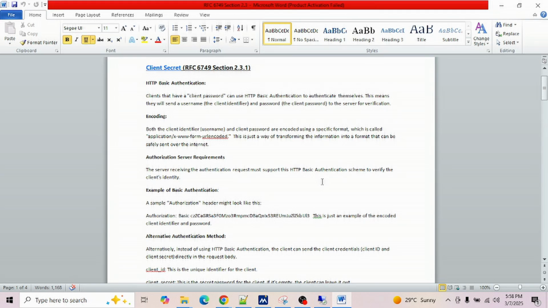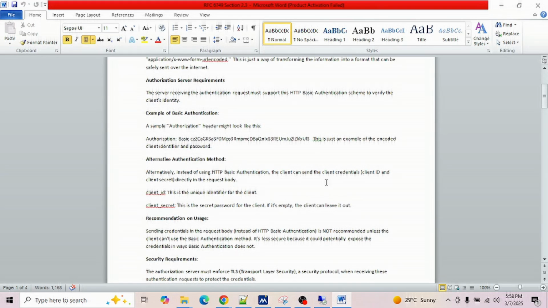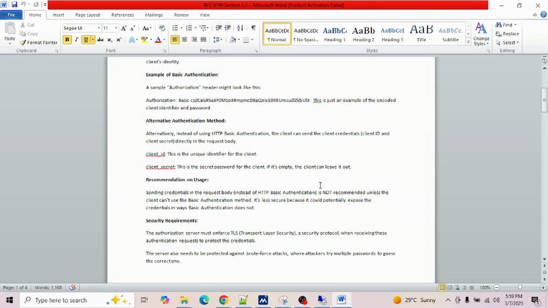The authorization server requirement: the server receiving the authentication request must support the HTTP basic authentication scheme to verify the client's identity. Here we have the example. The sample authorization header might look like this. This is just an example of the encoded client identifier and the password, that's the client ID and the secret. The alternative authentication method is, instead of HTTP basic authentication, the client can send the client ID and the client secret directly in the request body. That is also one way, but this is not recommended unless the client cannot use the basic authentication method, because it is less secure and could potentially expose the credentials in ways basic authentication doesn't.